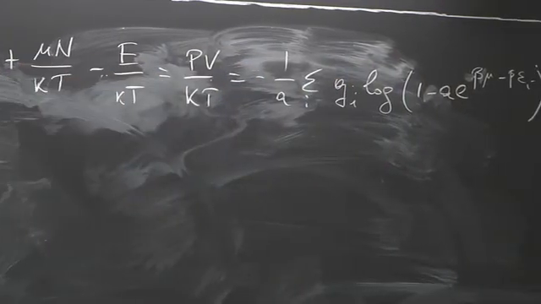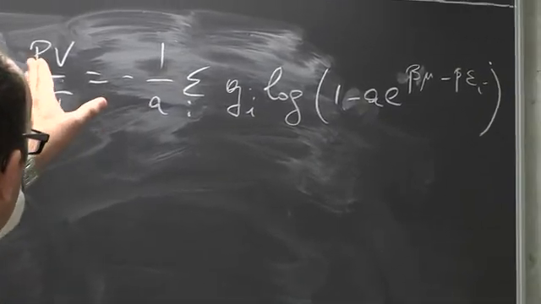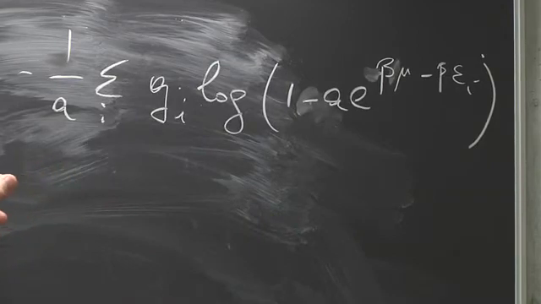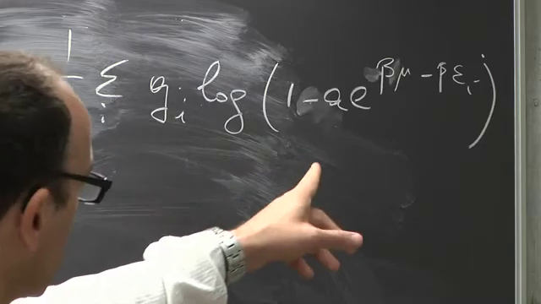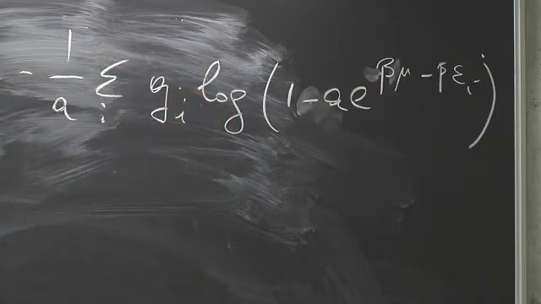With this formula, essentially you have an expression for the pressure as a function of the energy, number of particles, and volume, where beta and mu should be considered as functions of number of particles, energy, and volume, which come from inverting these equations.